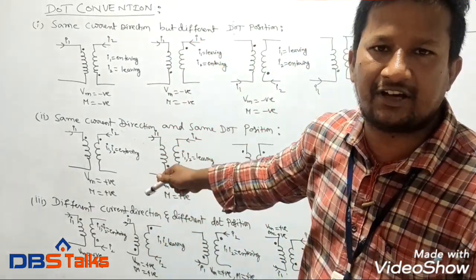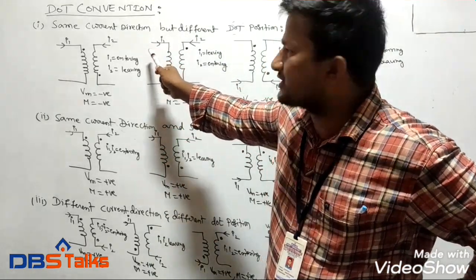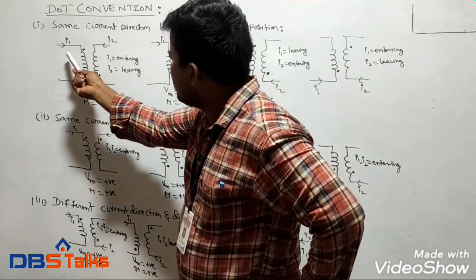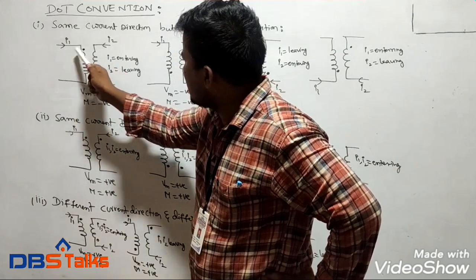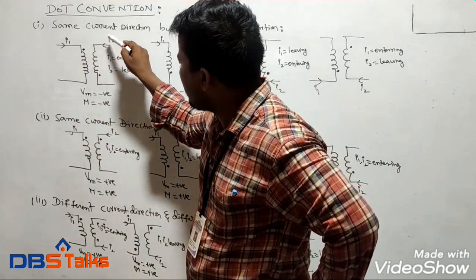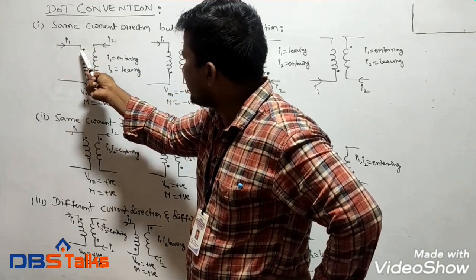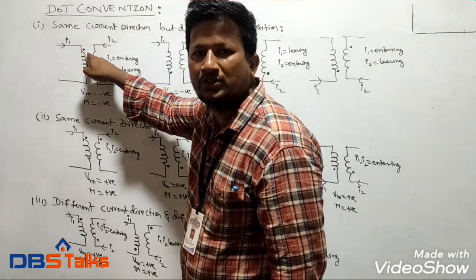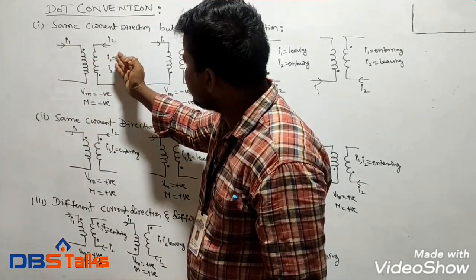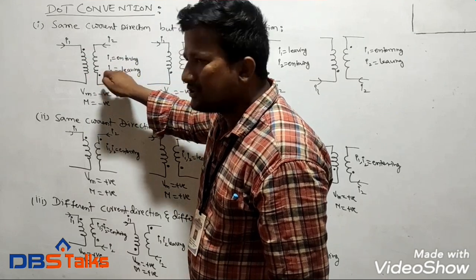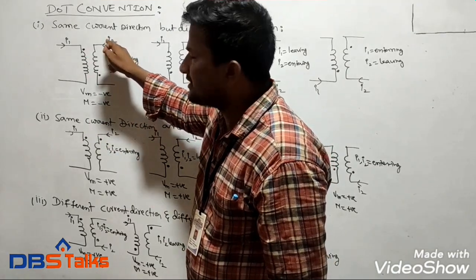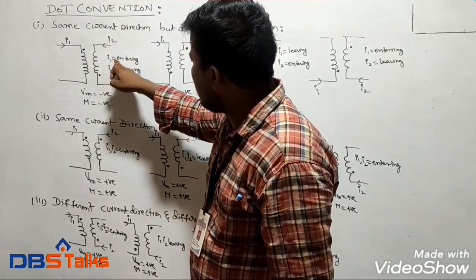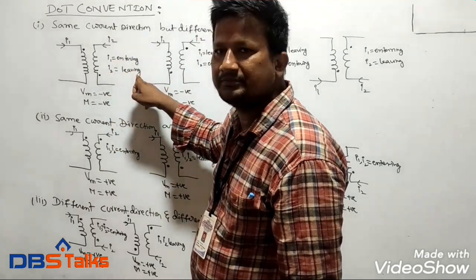Here three main cases are available. The first one is same current direction and different dot positions. Look at the picture. I1 and I2 are both on the primary side. I1 is entering because of the dot position; the dot is here, that's why I1 is entering the circuit. Coming to the secondary terminal, the dot position is on the bottom side, but the current direction is at the primary top side. So I2 must be leaving. Here I1 is entering and I2 is leaving.